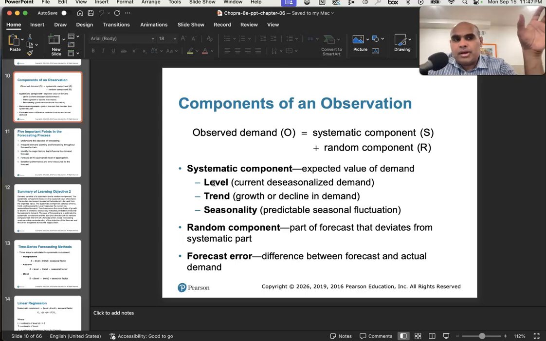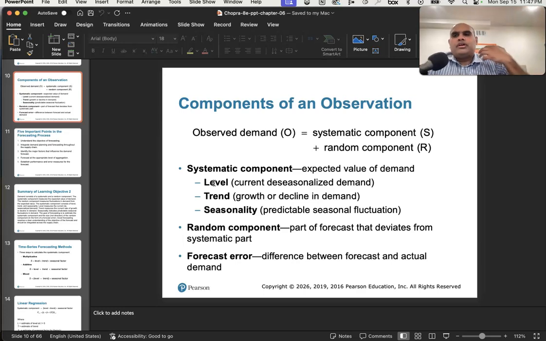Now, seasonal demand and seasonal inventory management is something that we will talk about in detail towards the end of the semester. But here we are just looking at how you capture that seasonal part of the systematic component of demand. That's what we'll be talking about, right? So trend is a steady increase or decrease. Seasonal is predictable seasonal fluctuation, and level is the remaining demand.